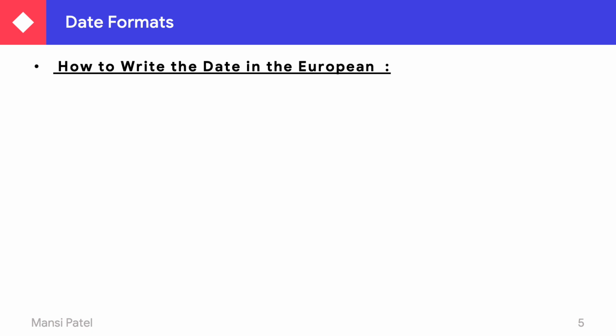Now let us see how to write the date in European countries. In European style, they write down first the date, then the month and then the year. Yes, in our India, we always follow this pattern. Whenever we have to write down the date, we write first the date, then the month and then the year.